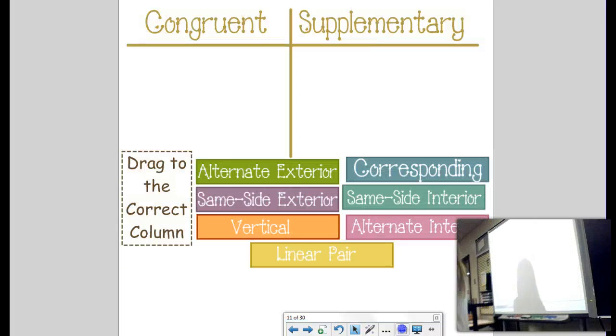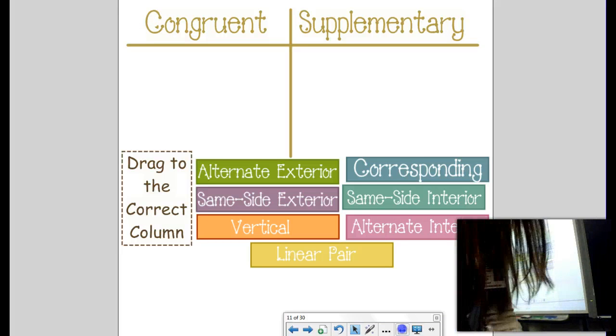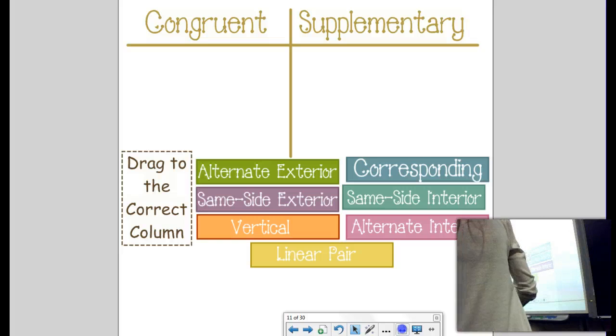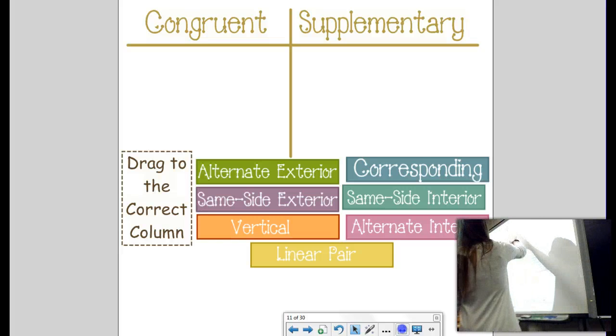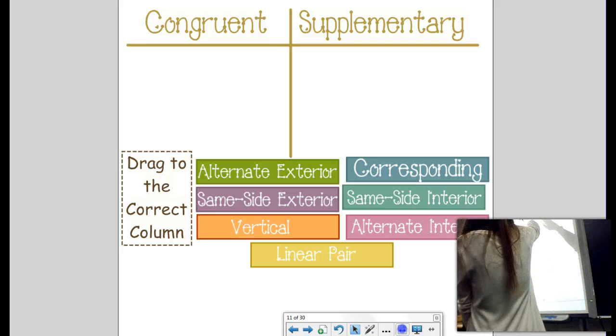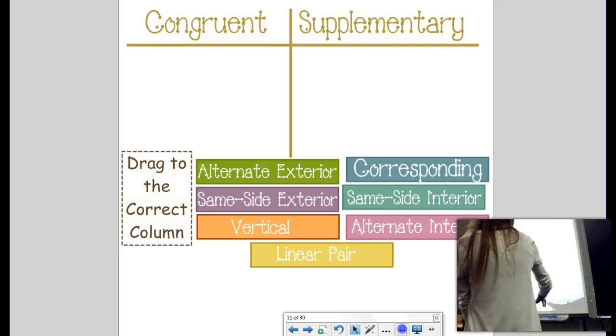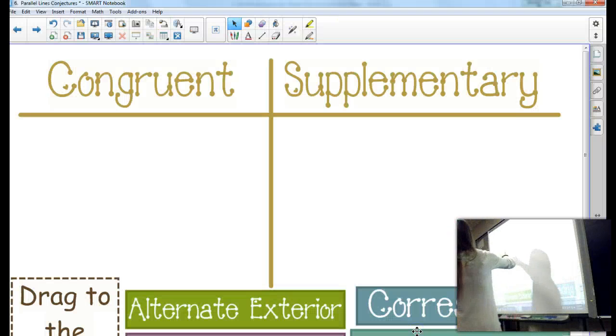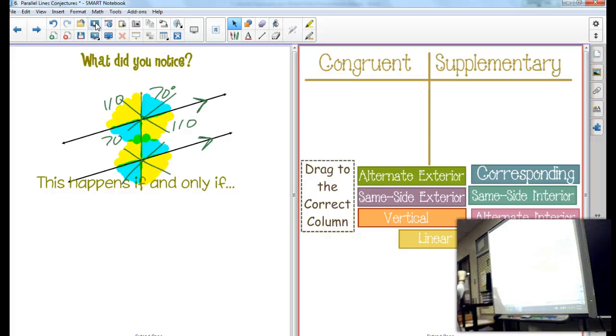And we need to see if we can come up with a pattern. So when I call your name, I want you to come and drag this word, and we're going to put it in the correct spot, whether they're congruent or whether they're supplementary. And to help you out, I'll do a split screen, so you can see this and this at the same time. I'll do one of them for you, okay? This is how you would do it.